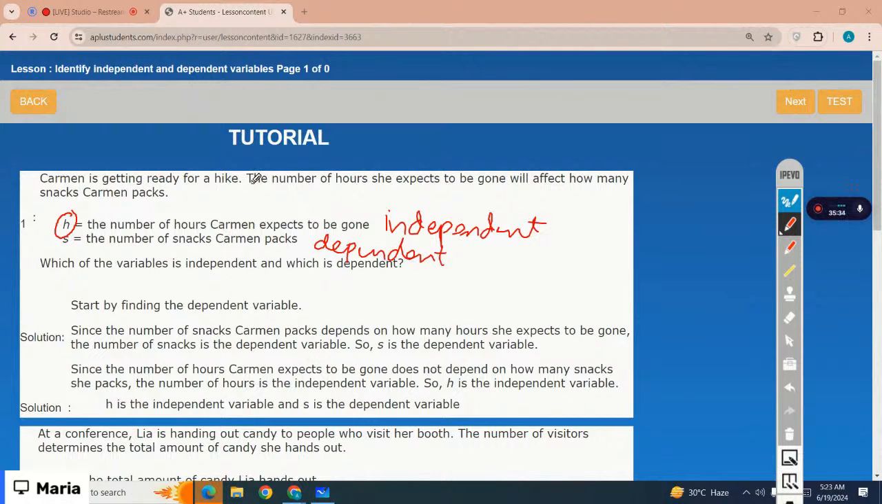Let's just read this line again. The number of hours she expects to be gone will affect how many snacks Carmen packs. So that means if he spends more time, he can pack more snacks. If he spends less time, he can pack fewer snacks. So the number of snacks is dependent on the number of hours. The number of hours is the independent variable and the number of snacks is the dependent variable. Got it? Let's just start with the test questions.